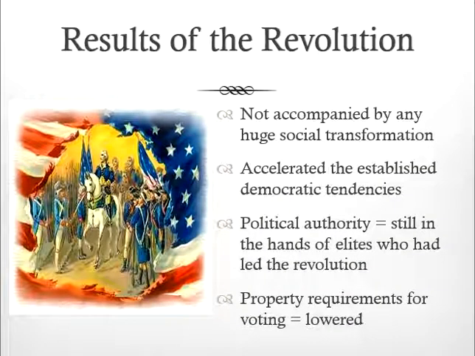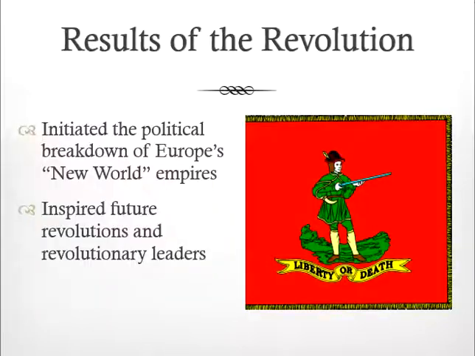Results of the revolution, as we know, there was actually not huge transformation. There were still social hierarchies. There was not total equality. You had to be a land-owning white male in order to vote. So it was not perfect. And still is not perfect, but hopefully we will get there.